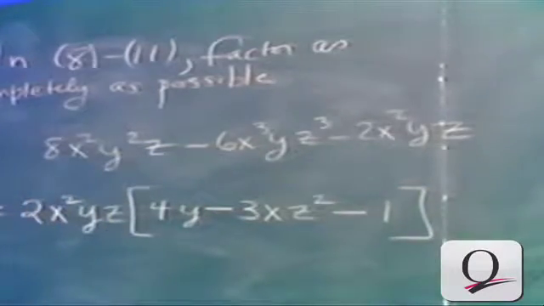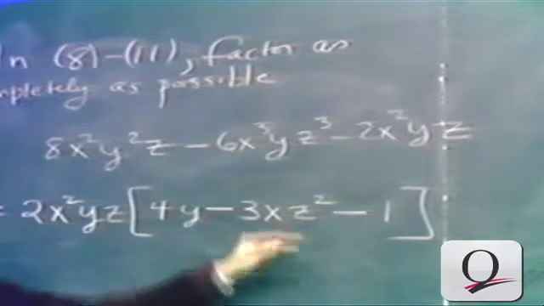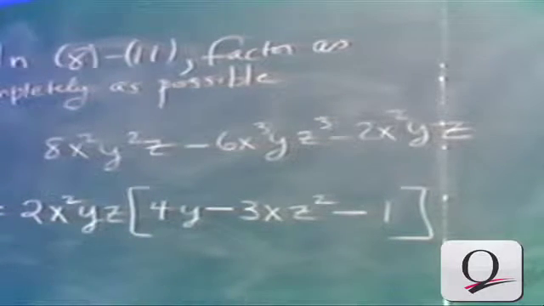So everything has been taken out. 2x squared y and z. And this, of course, can be checked by actually multiplying back. And this is as far as we can go in this problem.